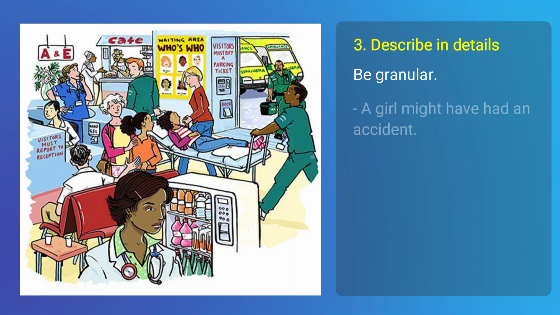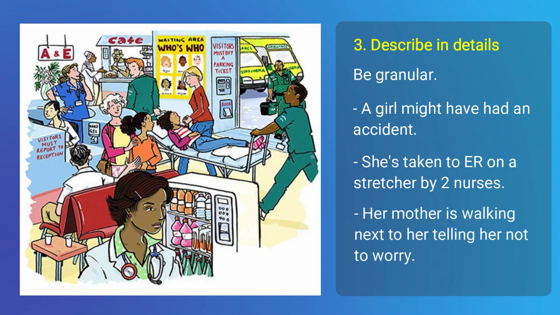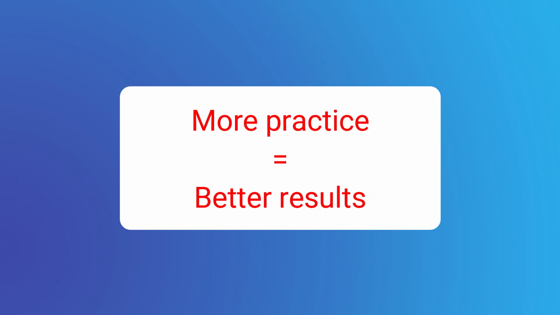Take a listen. A girl who might have had an accident is taken to the emergency room on a stretcher by 2 male nurses. It can be seen as well that her mother is walking next to her, telling her daughter not to worry. Once again, we went from 1 short sentence to 2 long sentences with much more details. It may seem difficult at first, but I encourage you to give it a try because you're going to realize that it's actually not as hard as you thought.